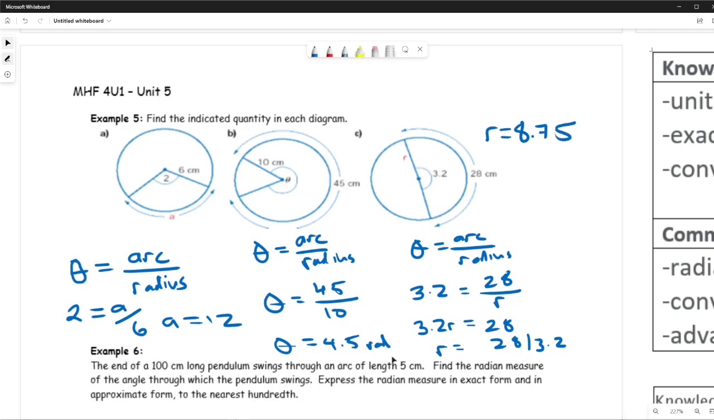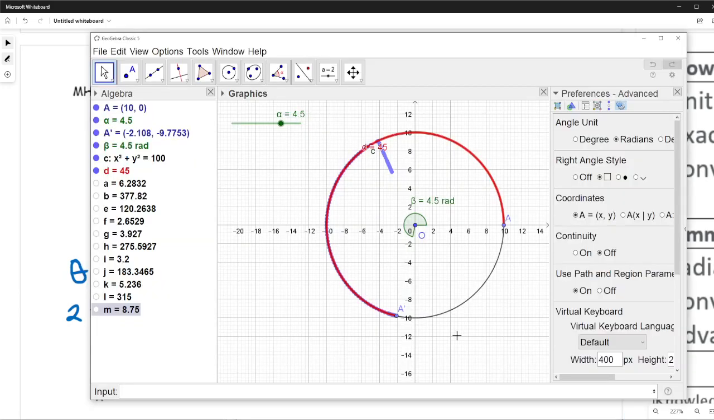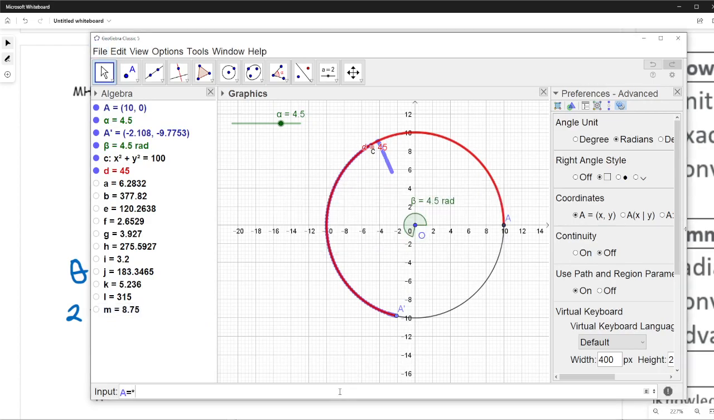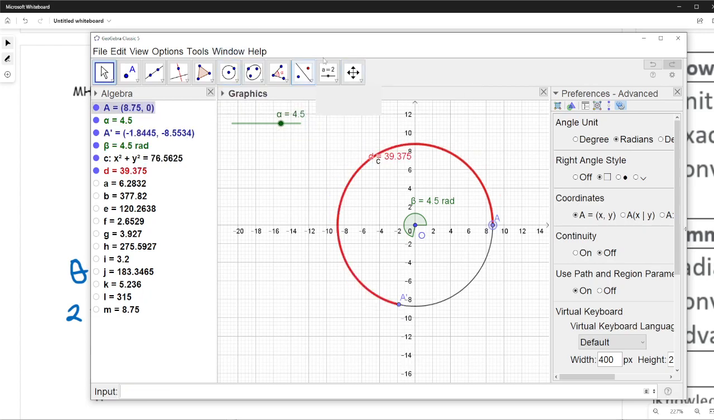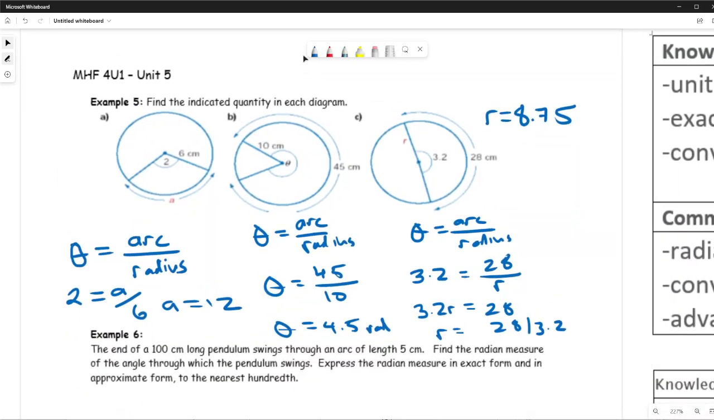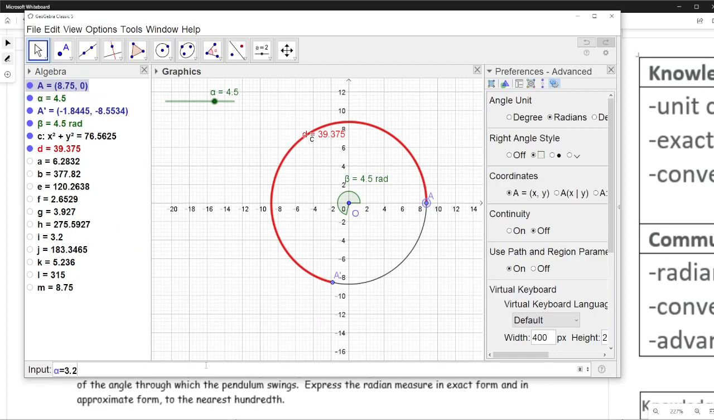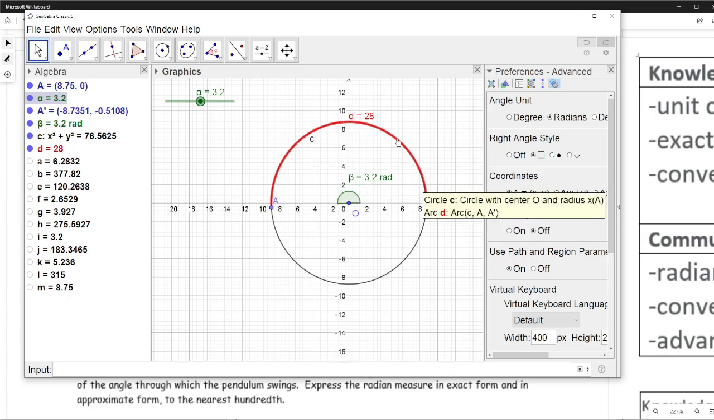And to confirm that, let's draw the situation one last time. So point A, we'll put it at 8.75, 0. And then it needs an angle of 3.2. So if alpha is equal to 3.2, you can see that it's 3.2 rad, it has an arc of 28, and the radius is 8.75. We're exactly 8.75 away from the middle.